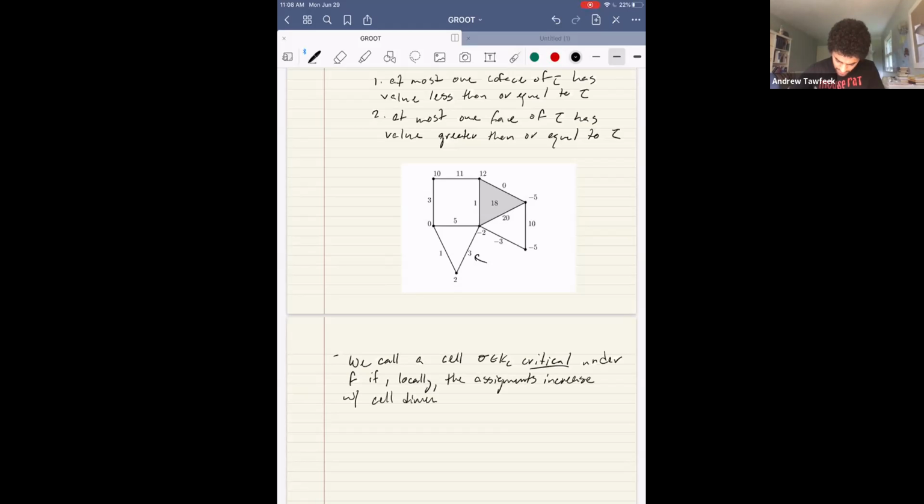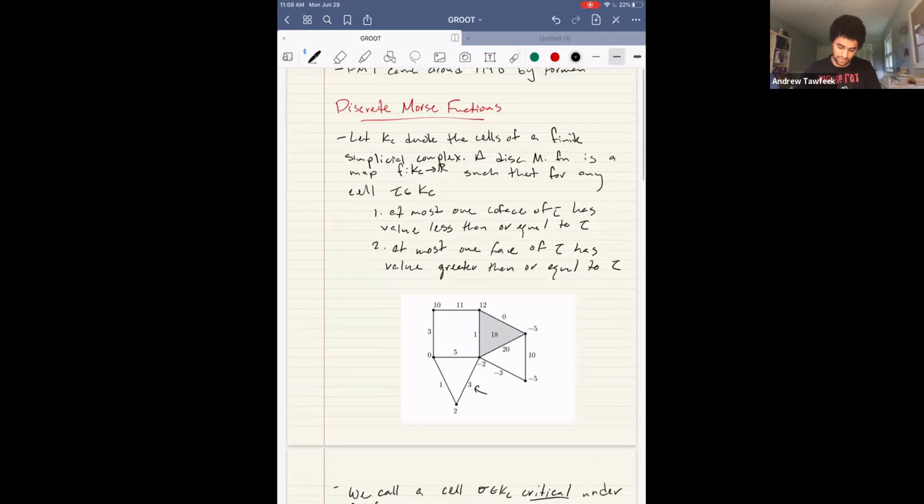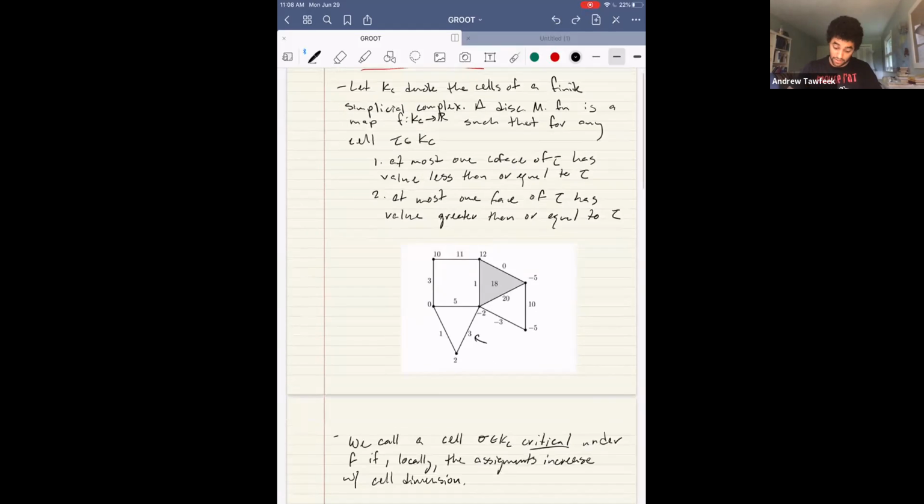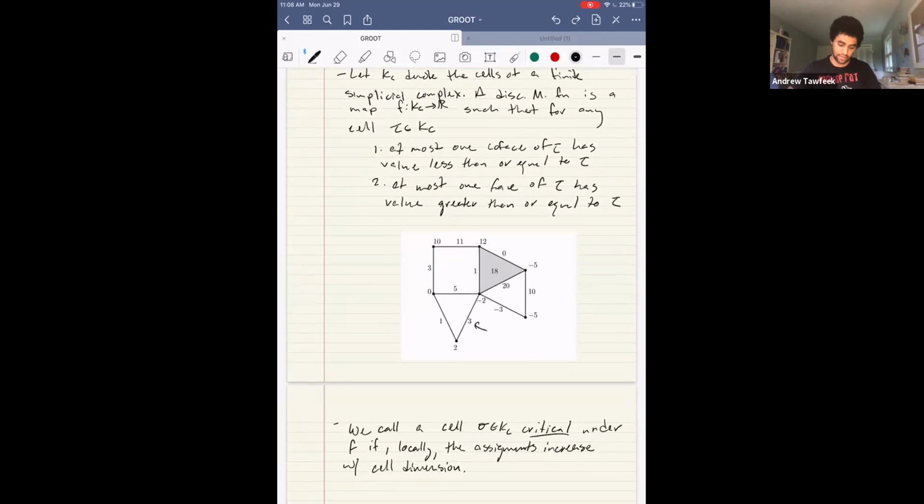I know that's a bit vague. Well, the more precise way to say this is if you consider both of these things as sets. So the first one would be the set of cofaces that have value less than or equal to tau. Then you want both of these sets to have zero cardinality, in which case you would say that the cell that you're looking at is a critical cell.